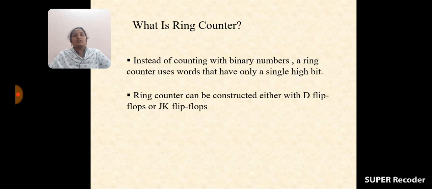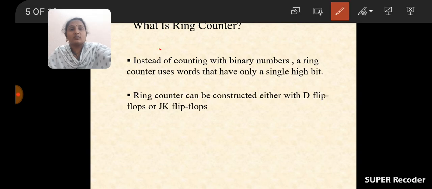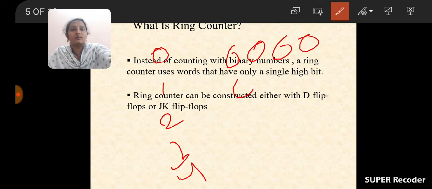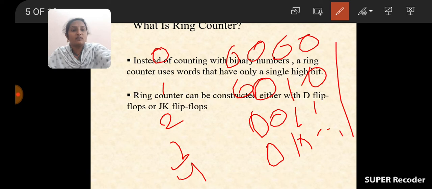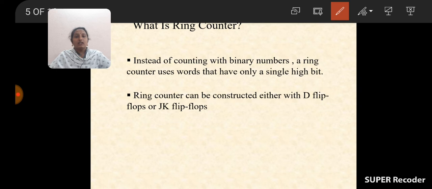While coming to the definition of a ring counter, it will count binary numbers such that every word has only a single high bit. Till now, either synchronous or asynchronous counters simply count binary numbers in sequence: 0 0 0 0, 0 0 0 1, 0 0 1 0, 0 0 1 1, 0 1 0 0, following the sequence 0, 1, 2, 3, 4, 5. All asynchronous and synchronous counters follow it.